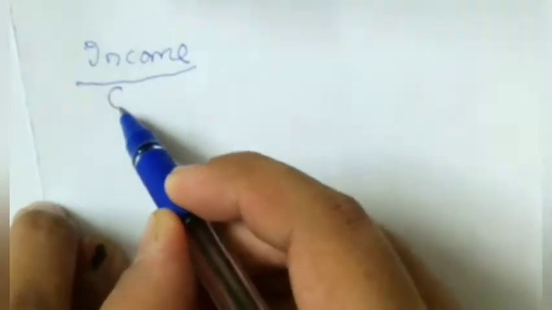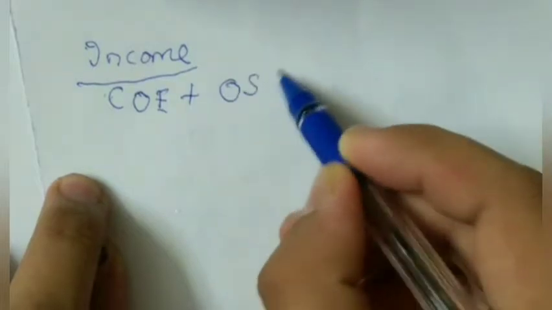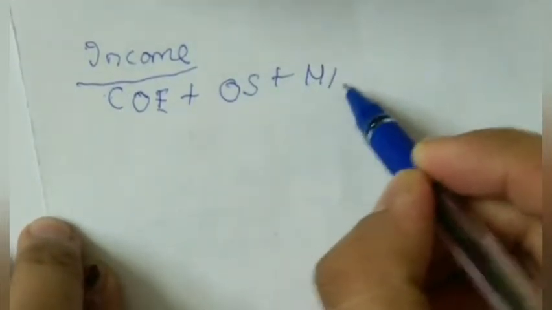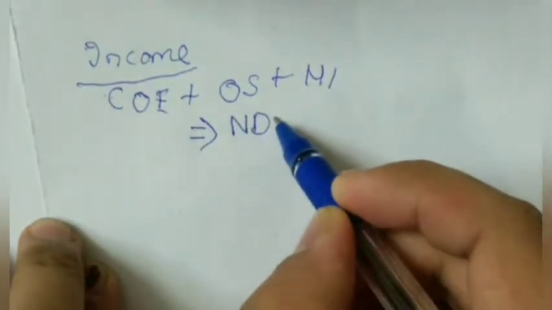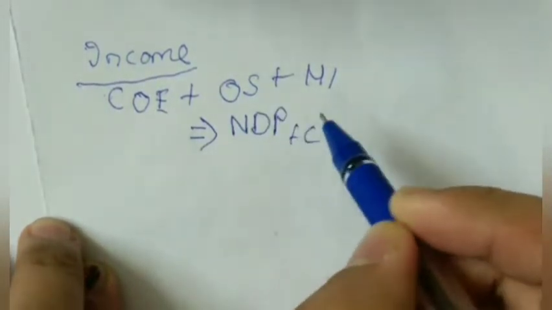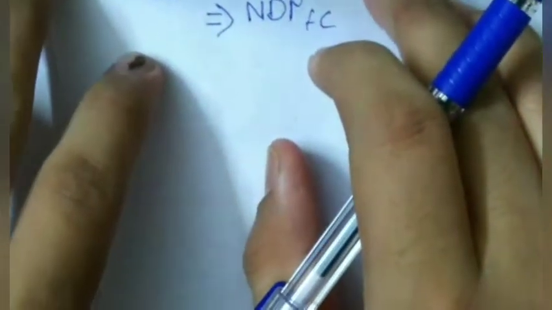Then we came to the income method. Under this method, the formula for national income is compensation of employees plus operating surplus plus mixed income of self-employed. This gives the aggregate of net domestic product at factor cost. From this, we were able to calculate national income.